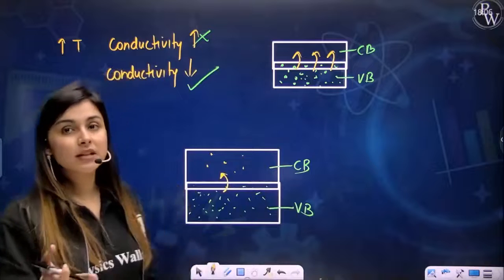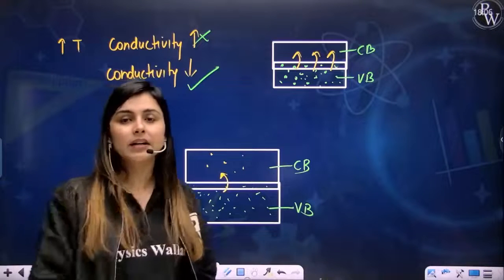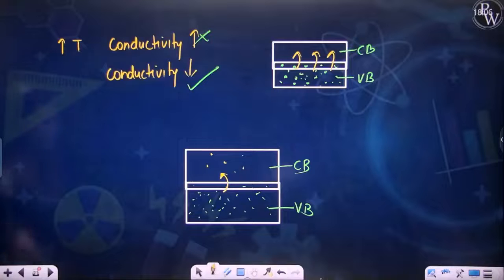I hope you're clear with this point. Please write it down and then we'll move forward. You draw these diagrams. Whatever I have said till now will be written in the slides. You can write it down. I hope you're clear till now.